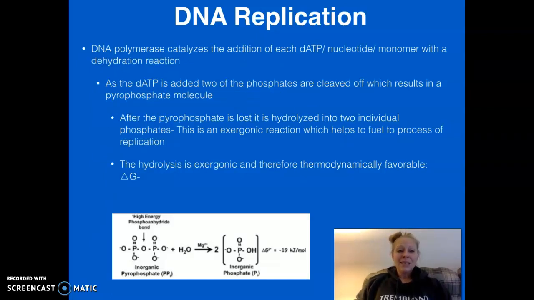And so as DNA polymerase catalyzes the addition of the dNTP, or the nucleotide, onto the growing strand of the DNA, it is going to cleave off 2 phosphates. And energy is released that helps to fuel DNA replication. We said that there's lots of energy. And that's going to cleave off a pyrophosphate. A pyrophosphate is a 2-phosphate molecule.